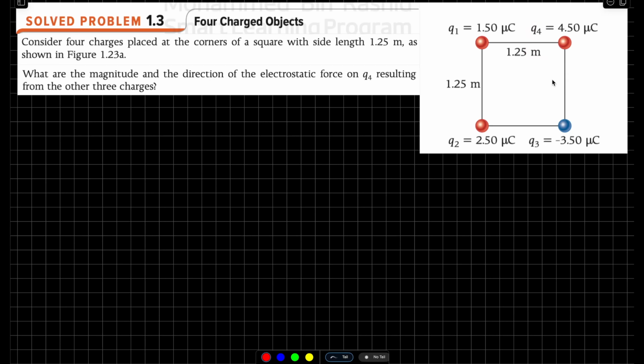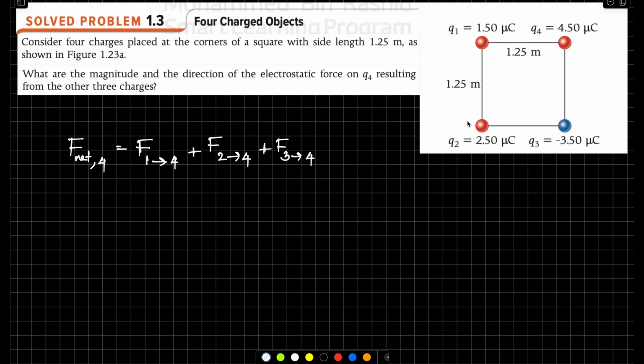We have multiple charges here, so they would exert force on each other. So we are going to find the total force exerted by Q1, Q2, and Q3 on Q4. I'm going to write that down. We're going to find the net force on charge number 4. That will be the force exerted by Q1 on Q4 plus the force exerted by Q2 on Q4 plus the force exerted by Q3 on Q4.